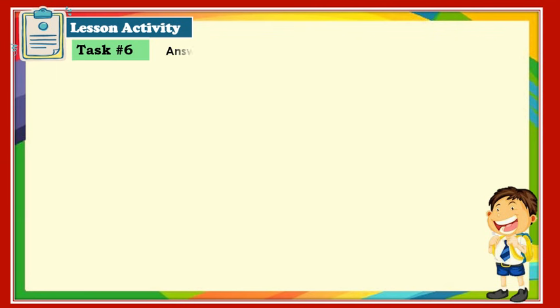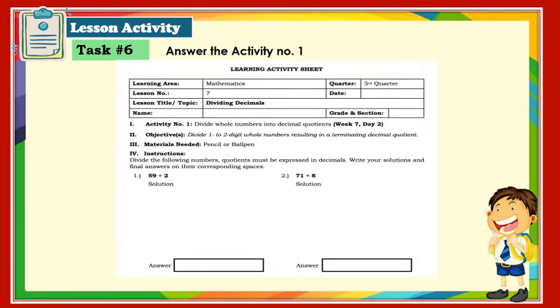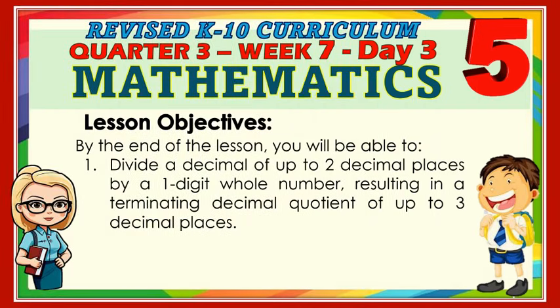We are now on day 3. Divide a decimal of up to 2 decimal places by a 1-digit whole number, resulting in a terminating decimal quotient of up to 3 decimal places. This is your task number 7. Solve the following equations with decimal quotient for 10 minutes.